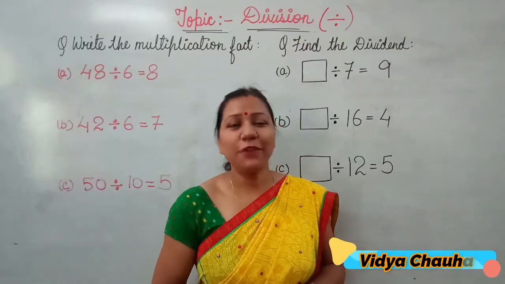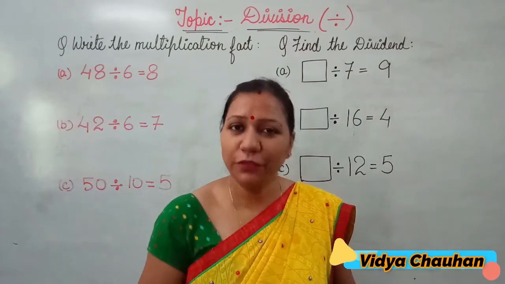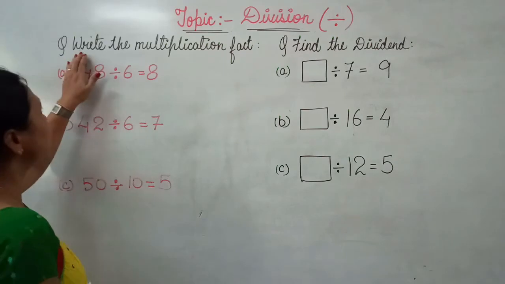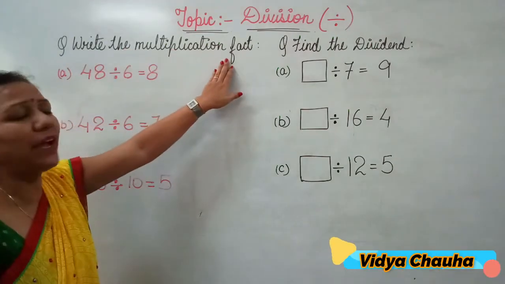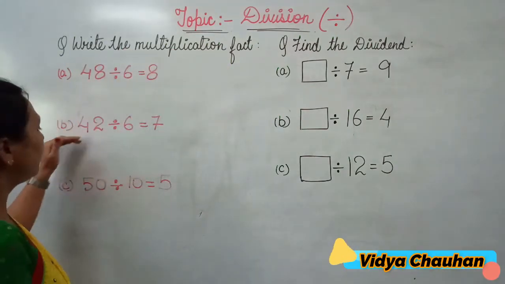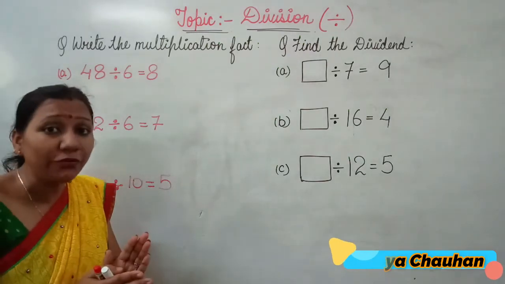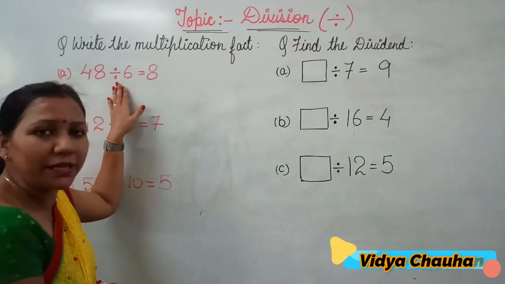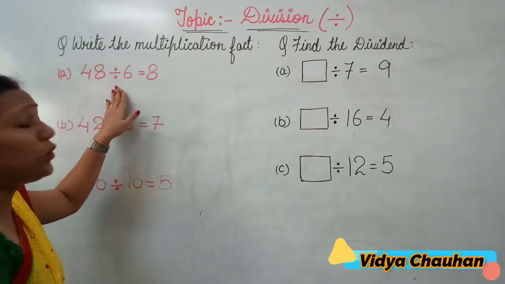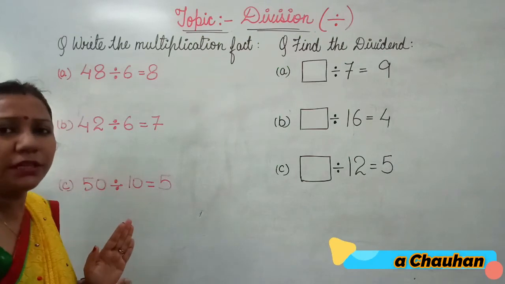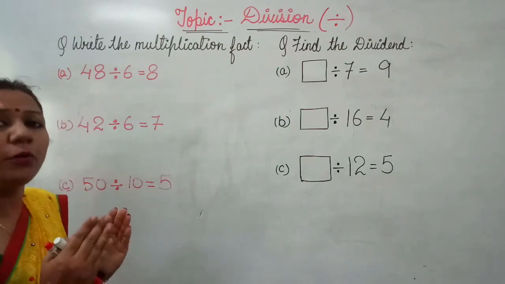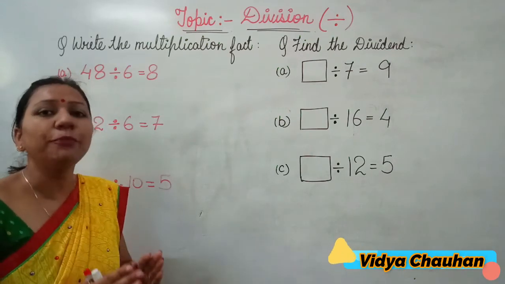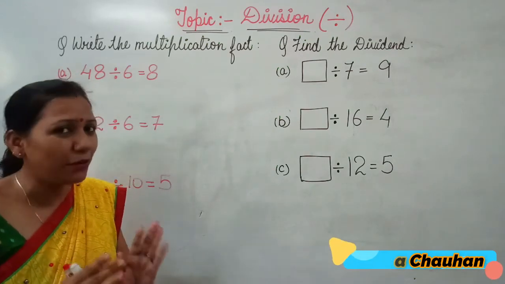So children, after understanding the concept of division, let us go ahead with the book exercise. The first question says, write the multiplication fact. So here some of the numbers are given to us in the form of division fact. That means it is being written using the operation of divide, division sign. Now you have to express the same problem in the form of multiplication. That means by using the operation of multiply. You have to use the sign of multiply.